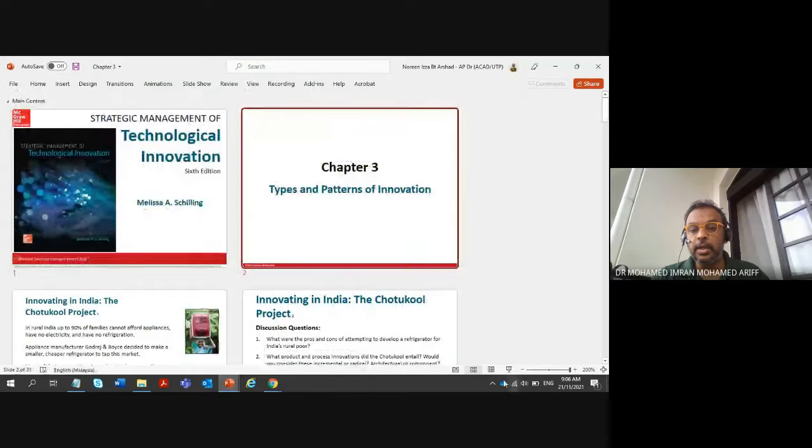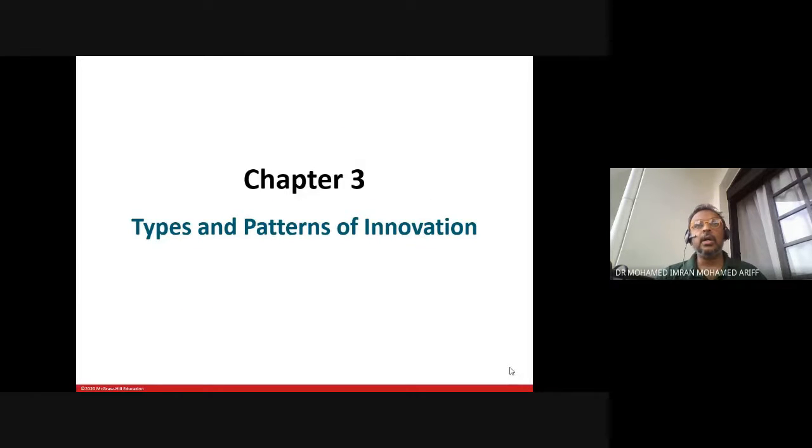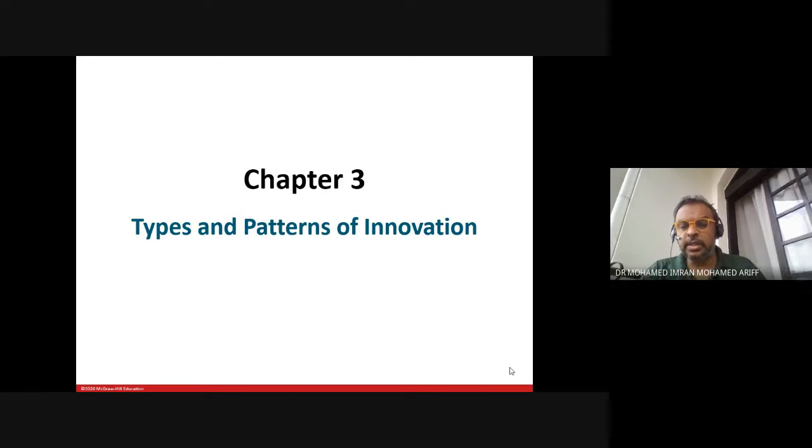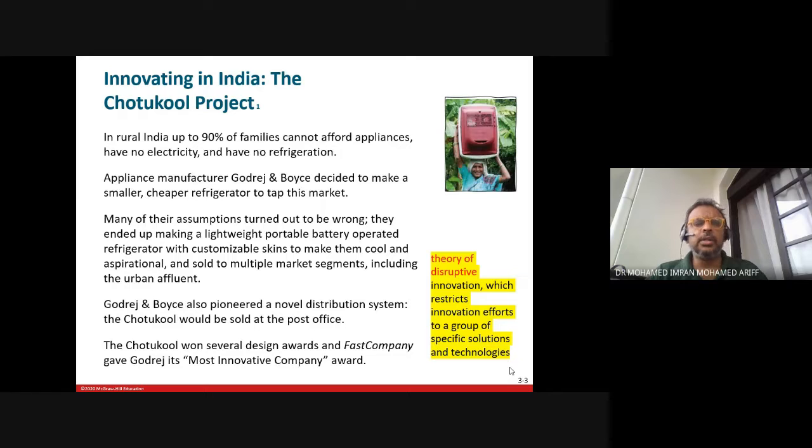Okay, so when we talk about innovation, as I highlighted to you yesterday, you are all now the top managers of the business transformation unit. You are now looking at transforming your business, at how your organization can come up with new processes and new products. So you need to look at what types of patterns or what types of innovation can be implemented in your organization. So let's just take an example of this.